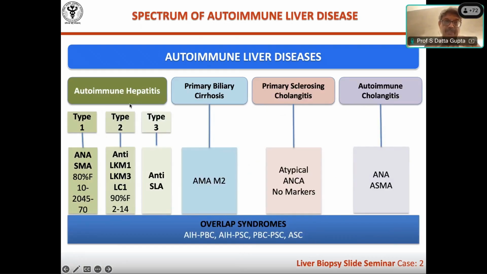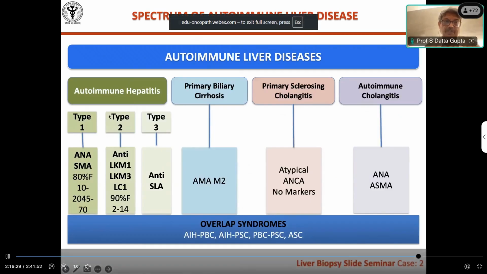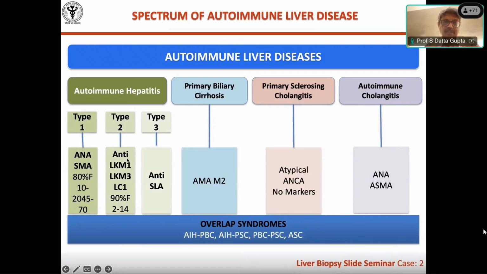The classical or conventional autoimmune hepatitis is divided into 3 types depending on the antibody: ANA-SMA, anti-LKM1 (liver-kidney microsomal antibodies) and anti-SLA antibodies. ANA-SMA is type 1, the most common, that's 80%, and 80% are women in this, and 90% women in the anti-LKM ones. But anyway, type 2 and type 3. But basically, you can see it in the older age group in this and all that.